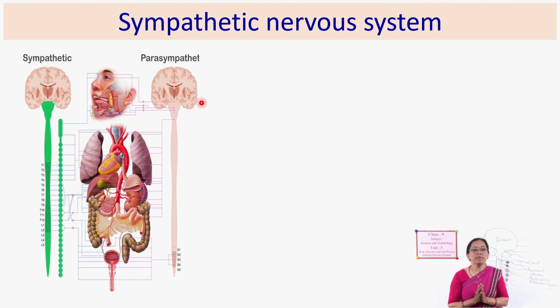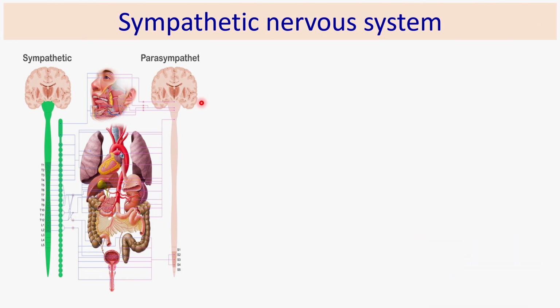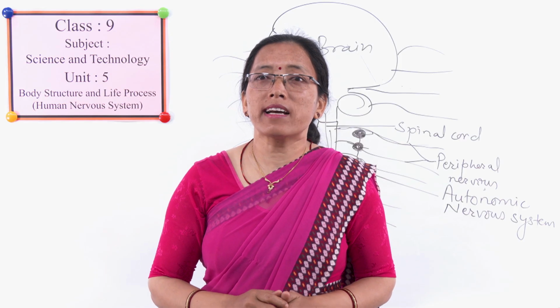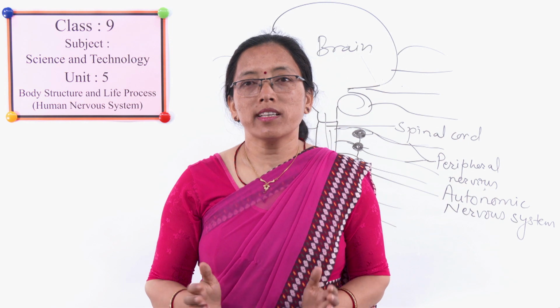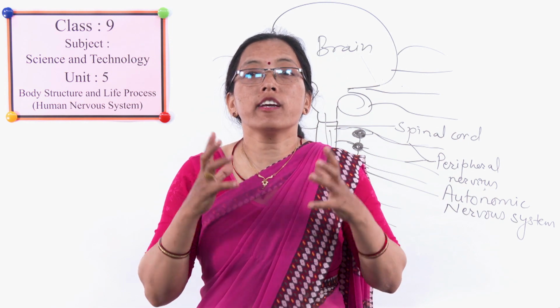The sympathetic and parasympathetic nervous systems work alternately. That means they have opposite functions. One increases, another controls. One brings in the excited state, the other controls it and brings it back to the ground state. For example, when you are very angry, can you be angry forever? No. For some time you become very angry.